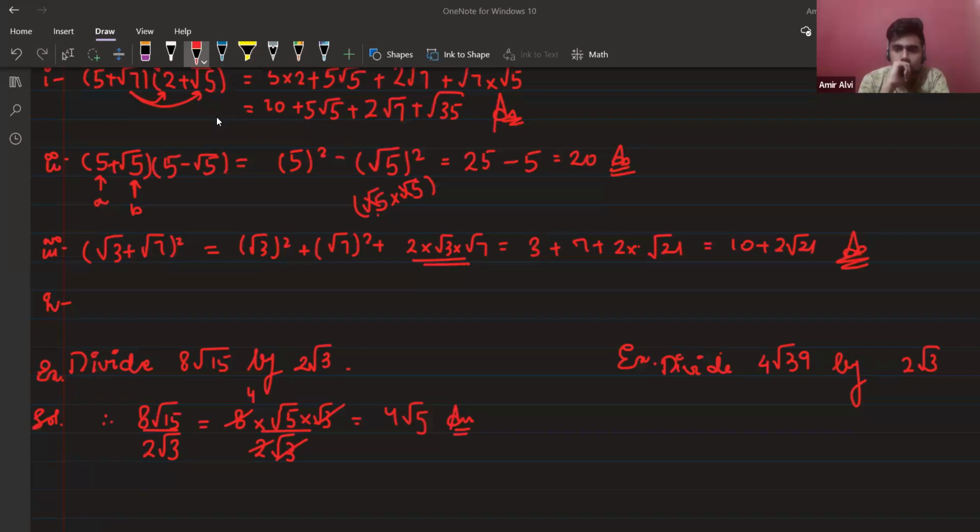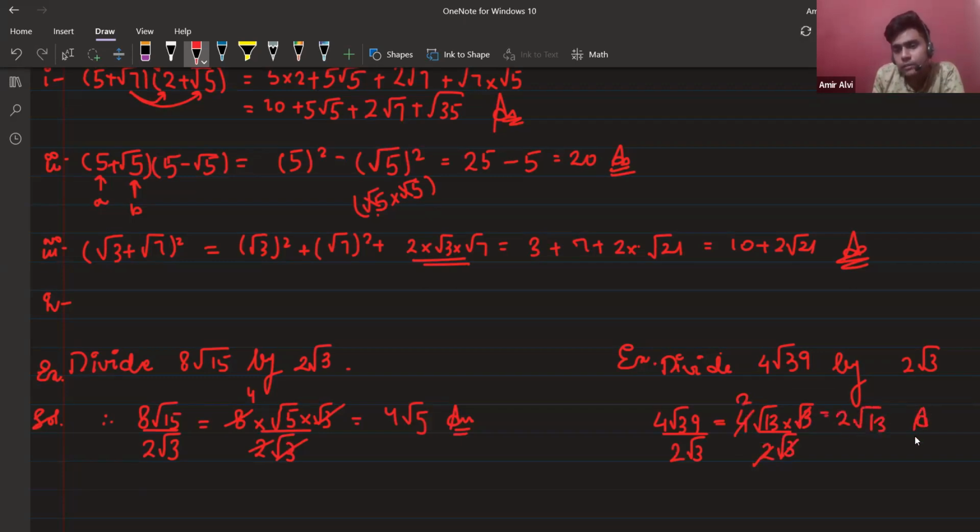2 root 13. 2 root 13. 1 3 13. Very good. That's the correct answer, dear. Basically, you will write this as 4 root 13 into 3, divided by... 2 root 3. You will get this 2 and you will get this 3. Yes or no? You will get 2 root 13. Very good, Simran.